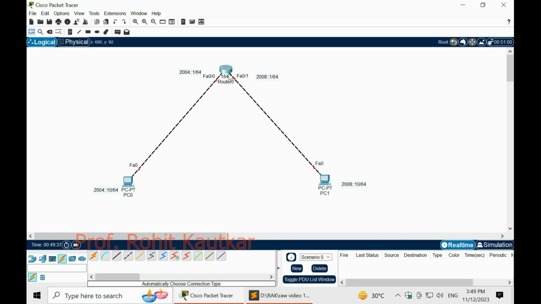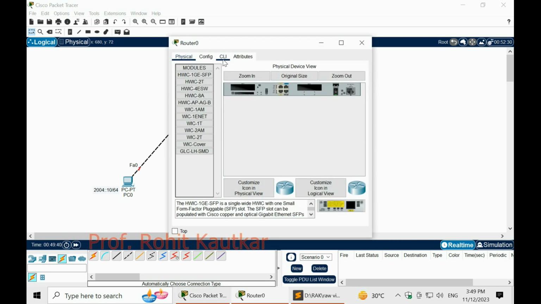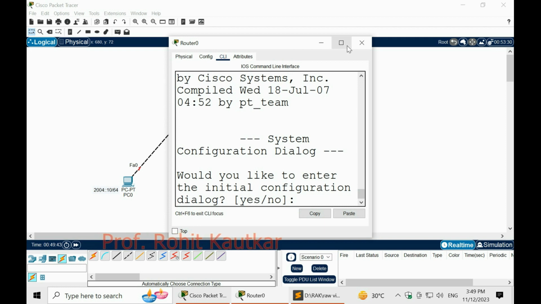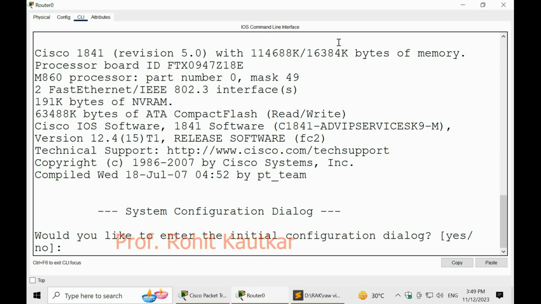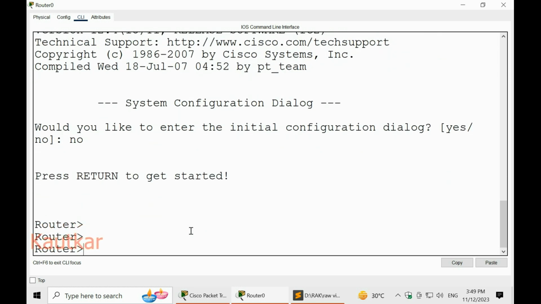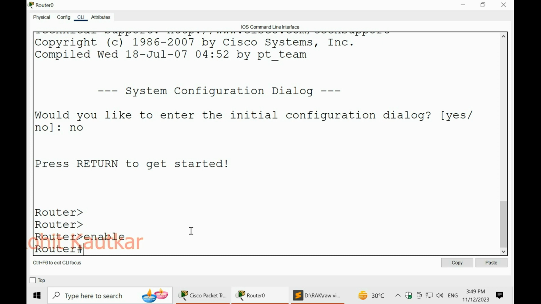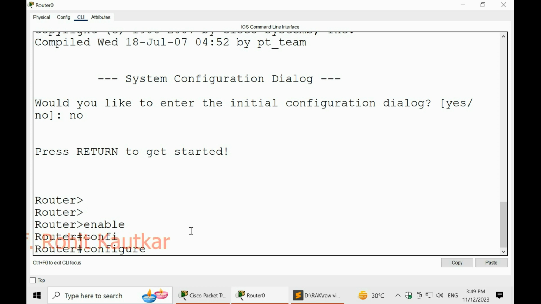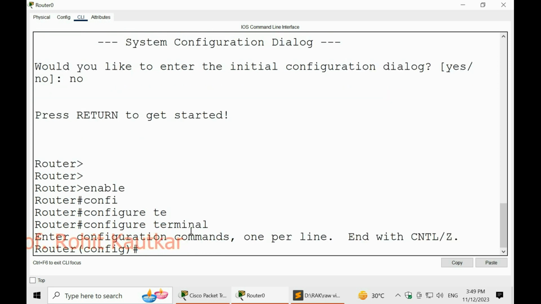Okay, so we will click on router, and here we will go to the CLI tab. I will maximize it, and now it is asking whether you want to enter in the initial configuration, so I will say no. Now here first command we will type is enable, which will allow us to enter in the configuration mode. So here I will type next command configure terminal and hit enter. Now you can see you are in the configuration mode.